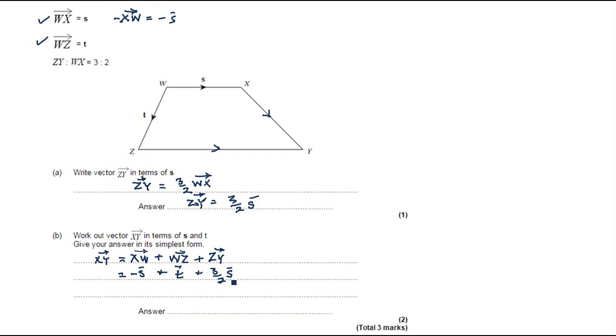And now we can just gather up our S's. So if you think of minus S, well, that's going to be minus 2/2 of S. That would be another way of thinking about it, common denominator. Or you can just say, well, 3/2 is 1.5, so 1.5 S minus 1 S is going to be just half S. So our answer is the vector XY is going to be equal to 3/2 minus S, which is half S, plus our T. And we're done.